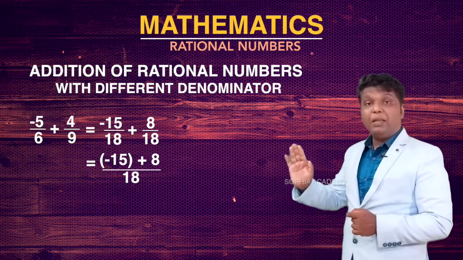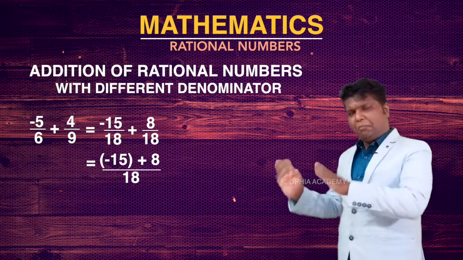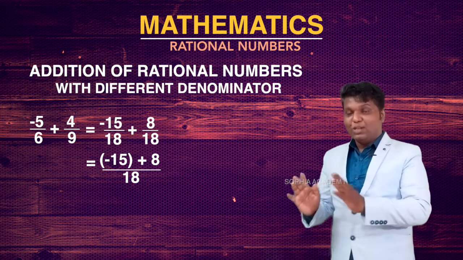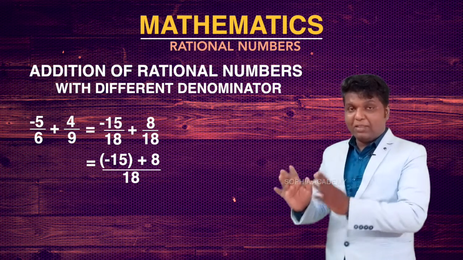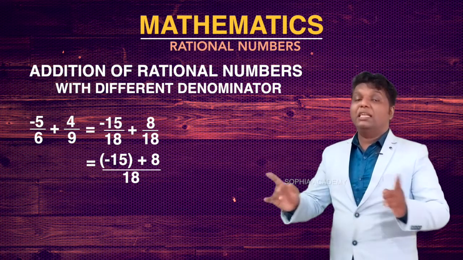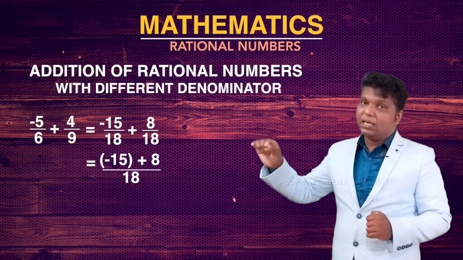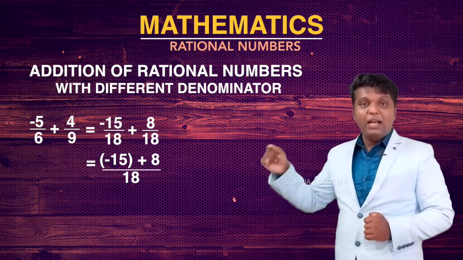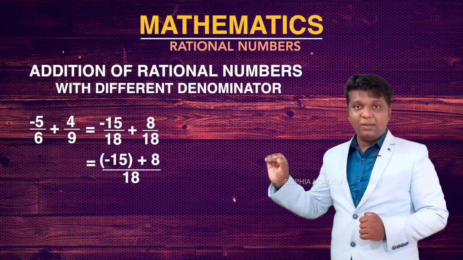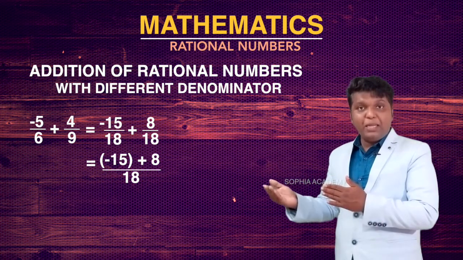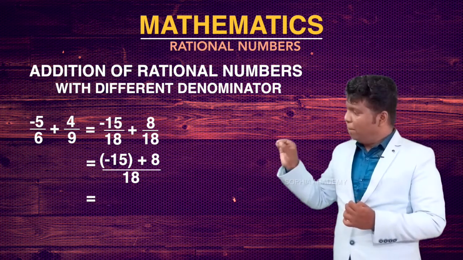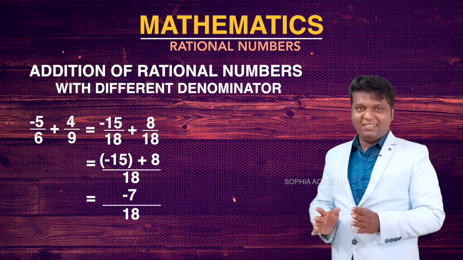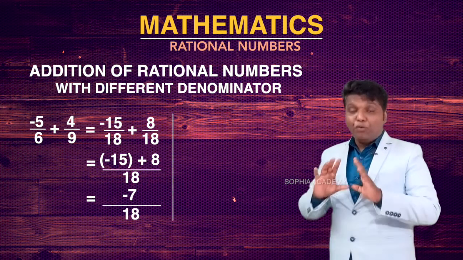So minus 15 plus 8. Minus plus. Again it came, right? So if one number is minus and another number is plus, take the difference of these numbers and choose the sign of the greater number. Here the greater number is 15 and the sign is negative, hence minus sign will come there, right? Now the difference between 15 and 8 is 7. So minus 7 by 18. That's the answer. This is the first method.